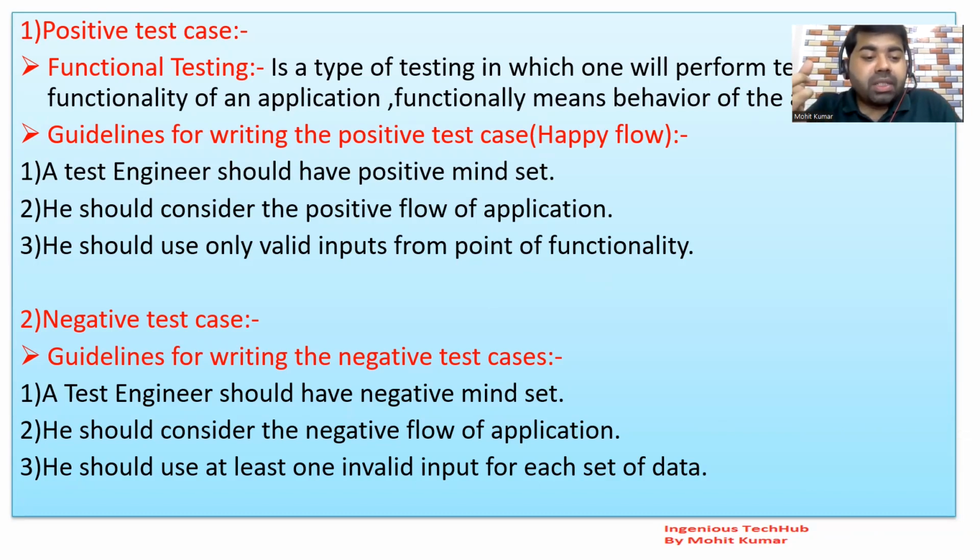So negative test case, guidelines for writing the negative test case: a test engineer should have a negative mindset. He should consider the negative flow of the application, and he should use at least one invalid input for each set of data. So for every flow we have one set of data here.